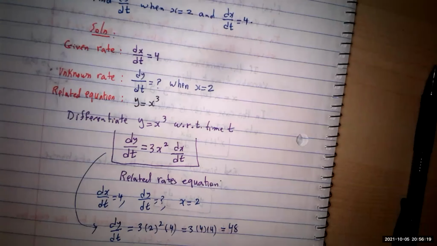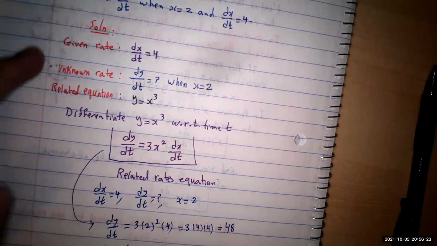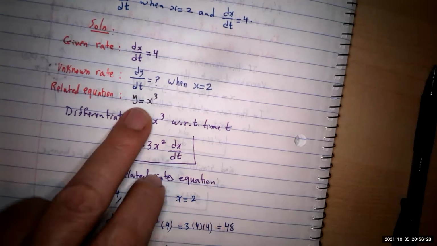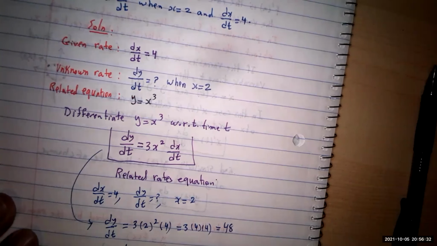Remember, given, unknown, equation. You get the equation differentiated. dy/dt, x cubed, 3x squared times the rate of x, because the t is there, to get these numbers. Okay, let's see the first application problem, everyday life. This first one is very, very popular. In any calculus book, they talk about it.